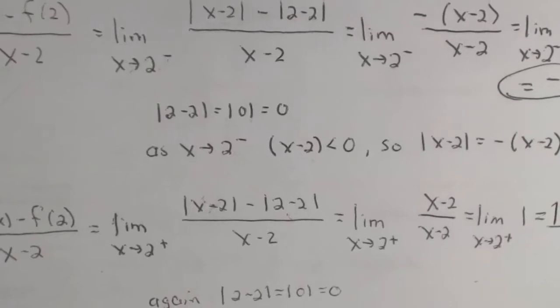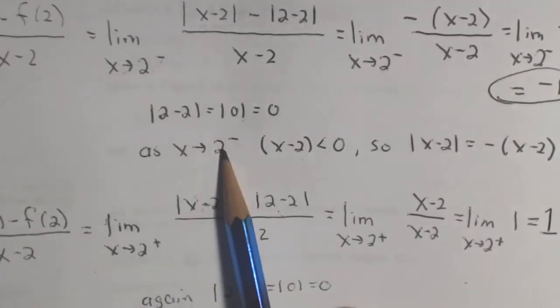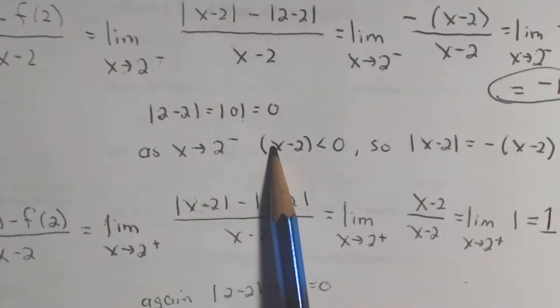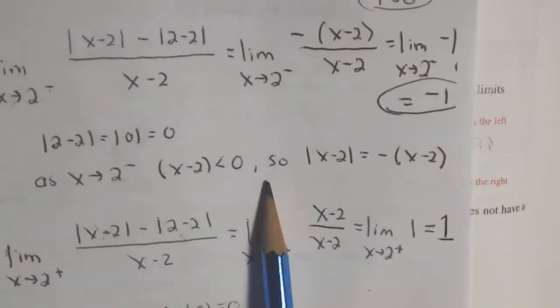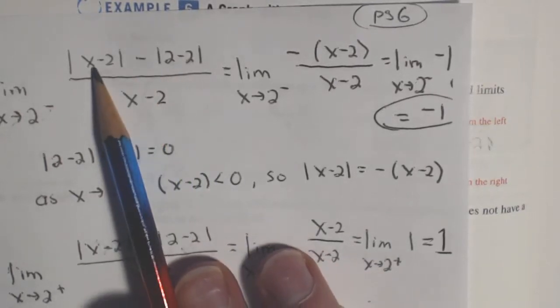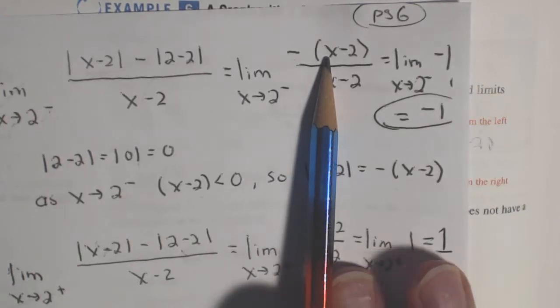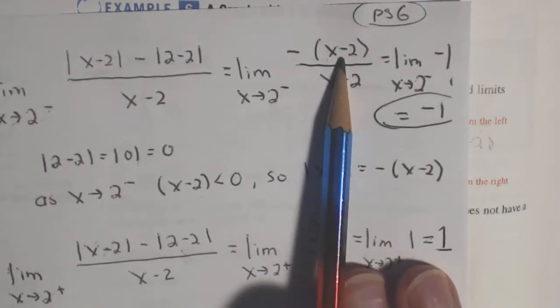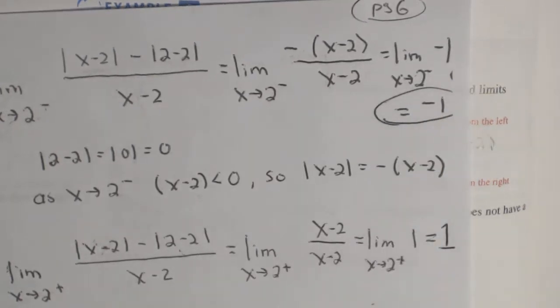So our argument is, as x approaches 2 from the left side, x minus 2 must be less than 0, so its absolute value is its opposite. So that's already been 0, so it's gone. With absolute x minus 2 gets replaced by the opposite of x minus 2, and this then becomes, they cancel there, and we get -1 for our answer.